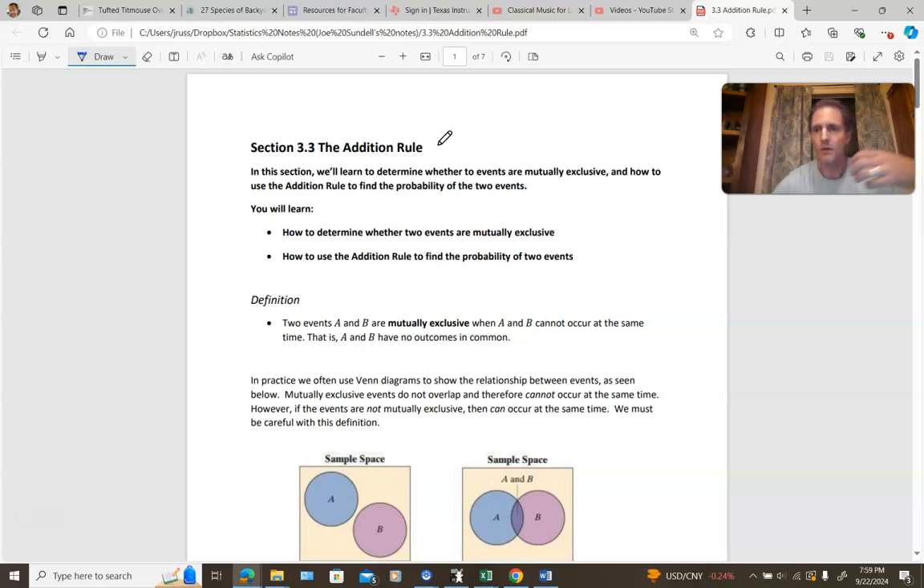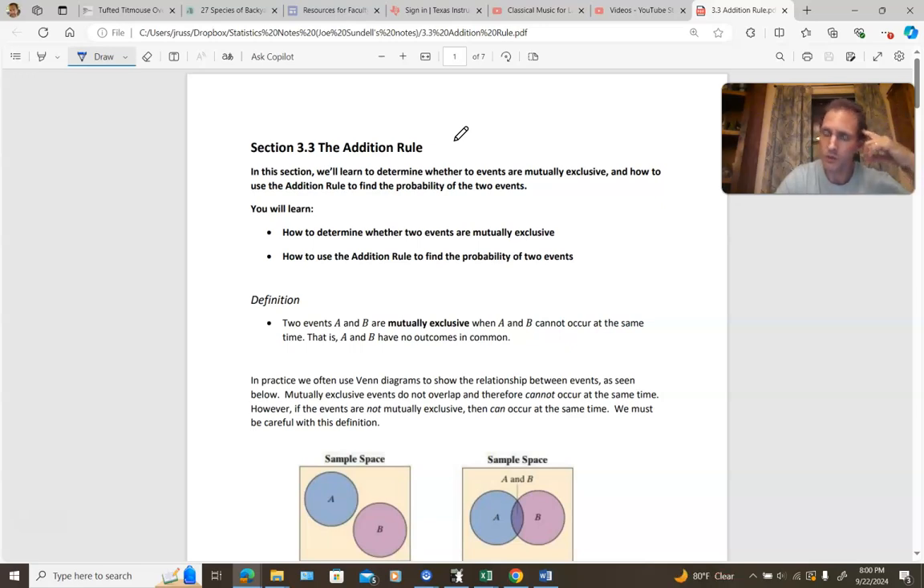We found what's referred to in math as the intersection, the probability of the intersection of those two events. So now we're going to look at determining the probability of what's referred to as the union of two events. That means the probability that event A occurs or event B occurs. So the difference there is the conjunction A and B versus A or B.